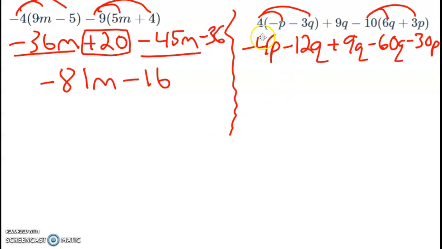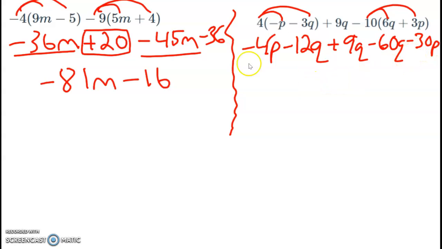So first I distribute the 4. 4 times negative p is negative 4p. Positive times a negative is negative. 4 times 1 is 4. Positive times a negative here gets you negative. 4 times 3 gets you 12q. Bring down the 9q. Now I'm going to distribute this negative 10. Negative times a positive is a negative. 10 times 6 is 60. And then negative times a positive is negative. 10 times 3 is 30.